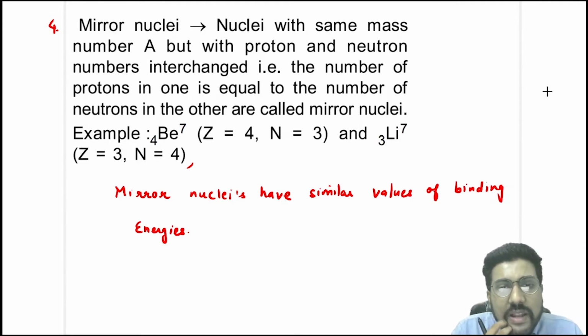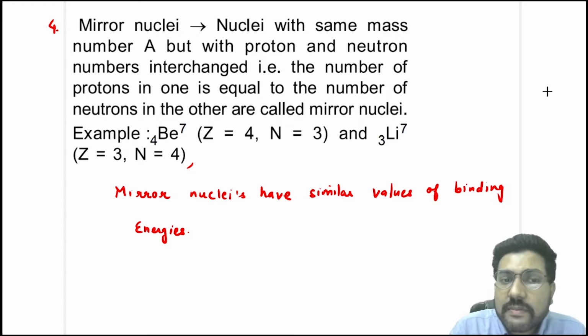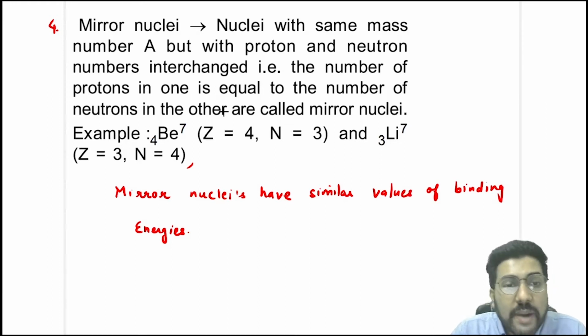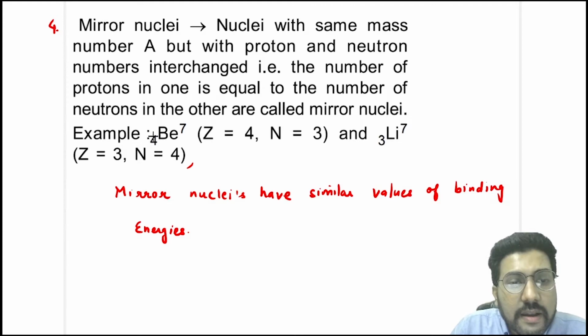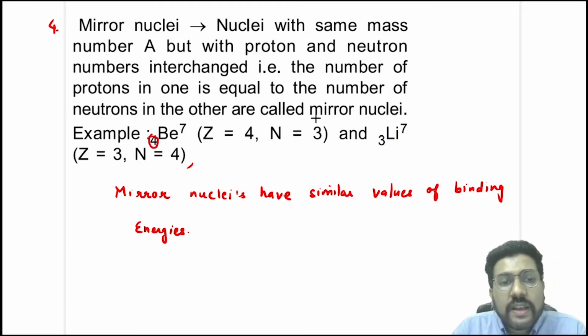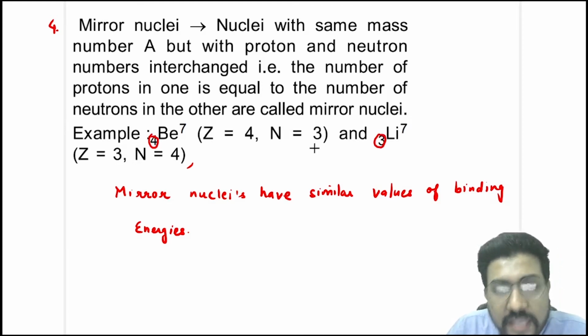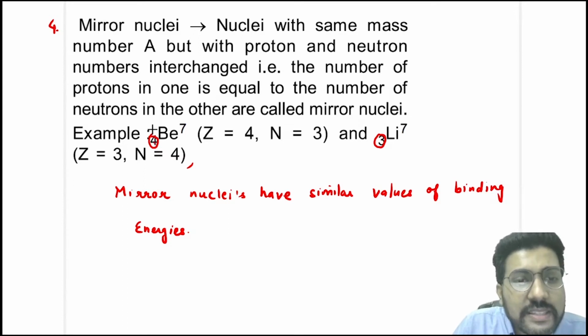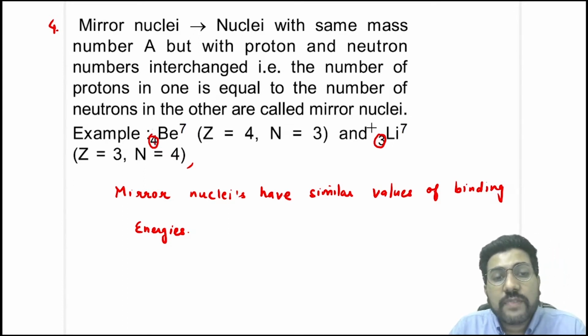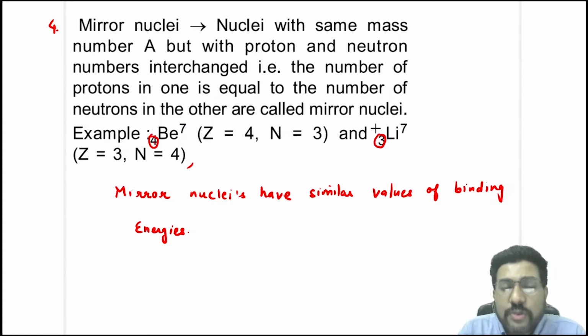So examples are beryllium-7 (4,7) and lithium-7 (3,7). From this you will see that the mass number of both are same, but here the proton number is 4 and here the proton number is 3, but here the neutron number is 3 and here the neutron number is 4. So the proton and neutron numbers are interchanged, right? So this is the mirror nuclei.